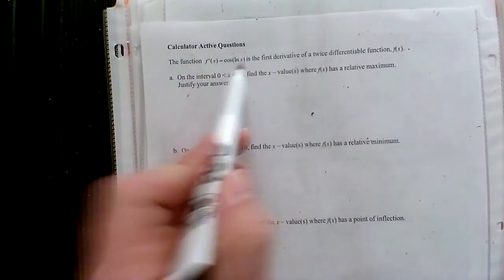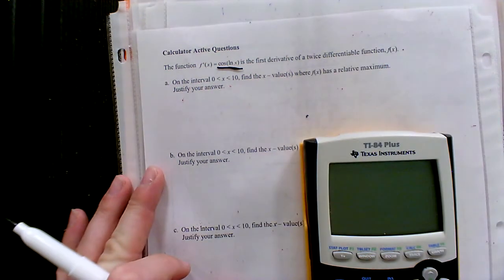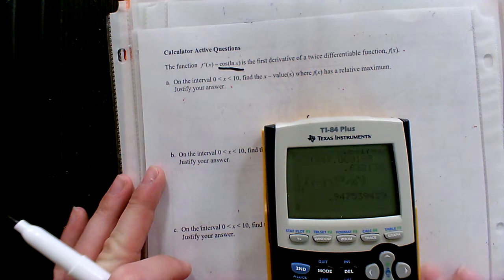Alright, so first things first. If we have a derivative, how do we find critical points of that? Set it equal to 0. So if we set our derivative equal to 0, is this an easy one to solve? Not really. Well, luckily we have a calculator. So go ahead and pull out your calculator.